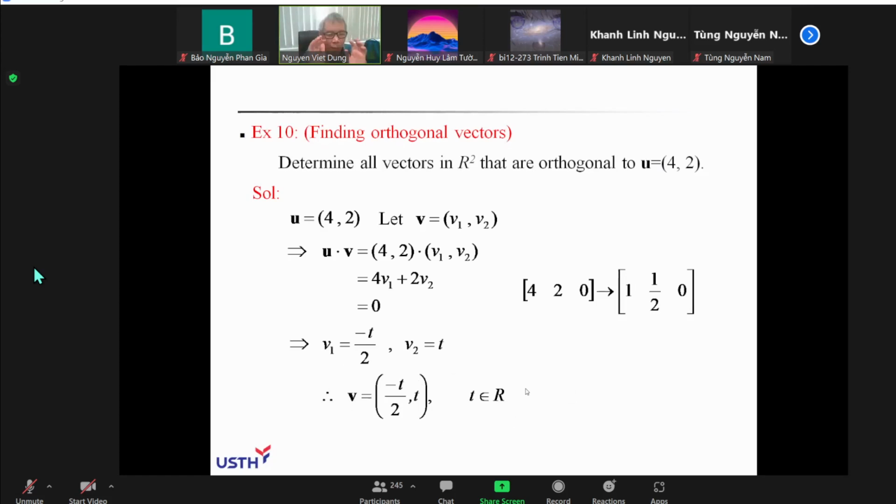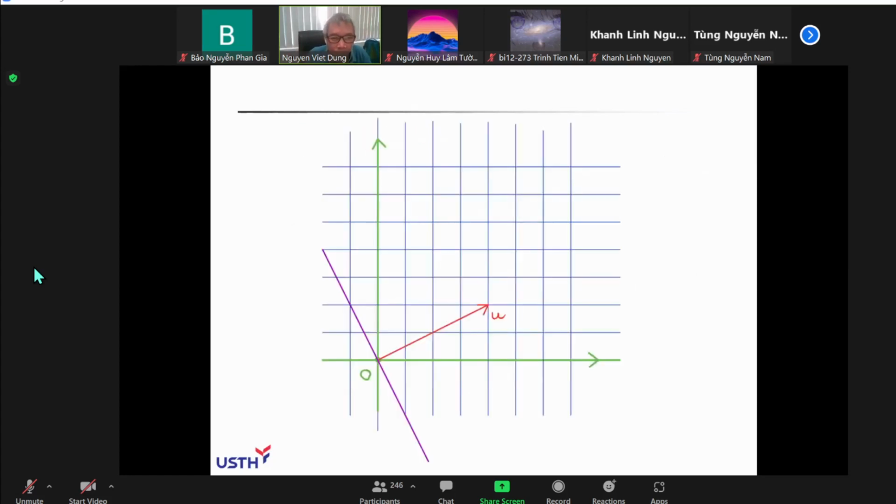If you look at the formula like that, it's somehow not so easy for you to imagine. But the next slide will show you it's very easy to imagine here. The u has coordinate 4, 2, and here 4 and 2. That is u. And what is v? v is any vector lying on the purple straight line here. And it is very easy for you to imagine. The notion in the geometry we study already in the high school, and the notion we have just defined here are the same.